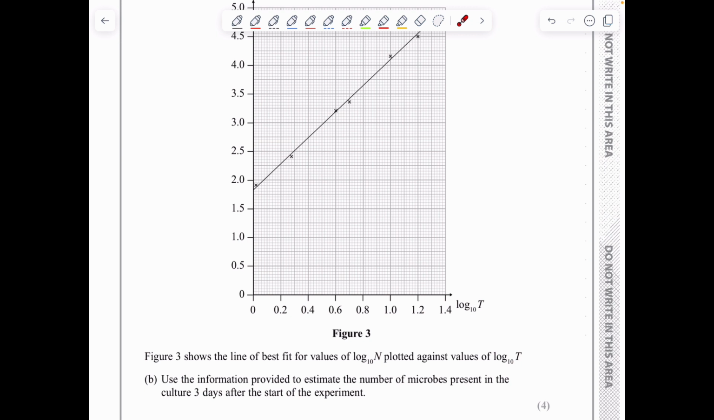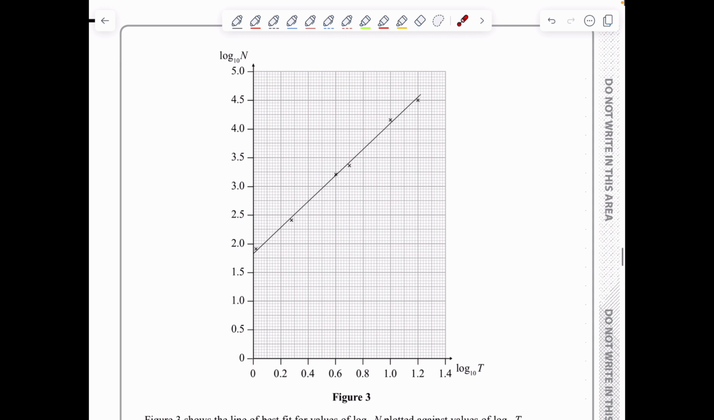We are then given the line of best fit on figure 3 for values of log N plotted against log T, and we need to use the information provided to estimate the number of microbes 3 days after the start of the experiment. So it makes sense to go on my scatter plot here and try to determine the equation of the line of best fit. We can see that we cut the vertical axis at 1.82, and I will also pick out a point through which I pass.